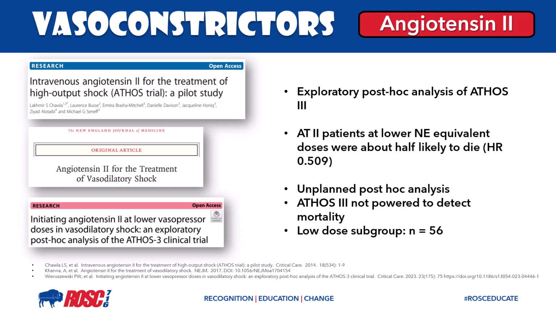The primary outcome was the difference in 28-day survival, and it found that the angiotensin II patients that were on lower norepinephrine doses were about half as likely to die. It had a hazard ratio of 0.509. But again, this is hypothesis generating.